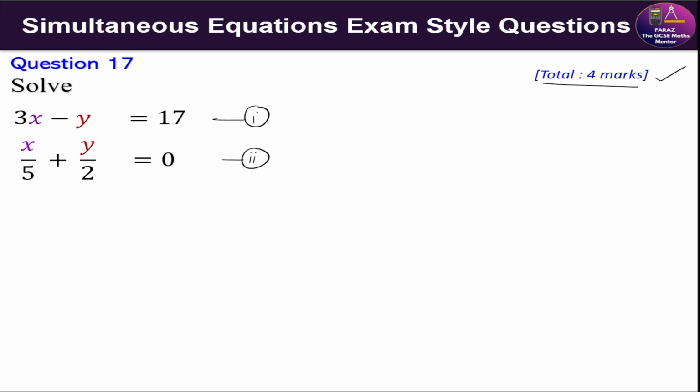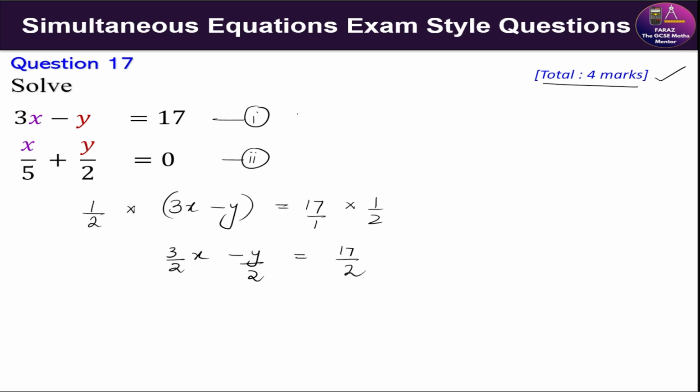So it is easy to make the coefficient of y the same. Why? Because you have to just multiply the whole equation 1 by 1 over 2 on both sides. You have to multiply equation number 1 by 1 over 2 on both sides like this: 3x minus y equals 17 times 1 over 2. So what will it give you then? It will give you 3 over 2 x minus y over 2 equals 17 over 2. Just multiply 17 by 1, and then 1 times 2 is 2. Then we have x over 5 plus y over 2 equals 0.